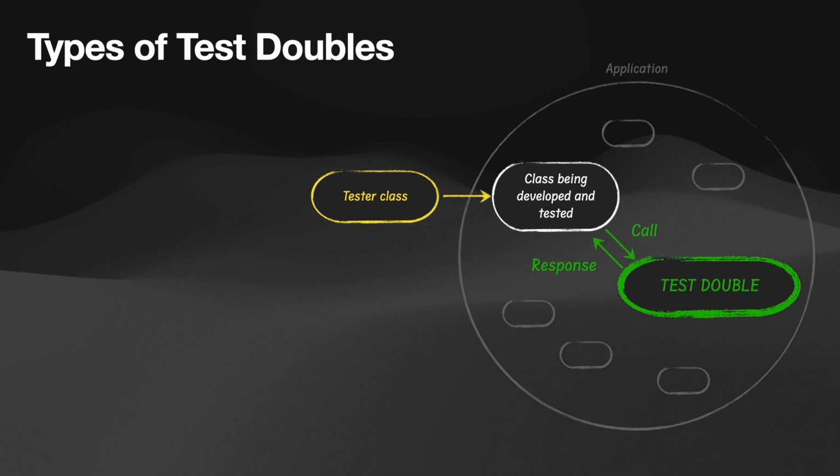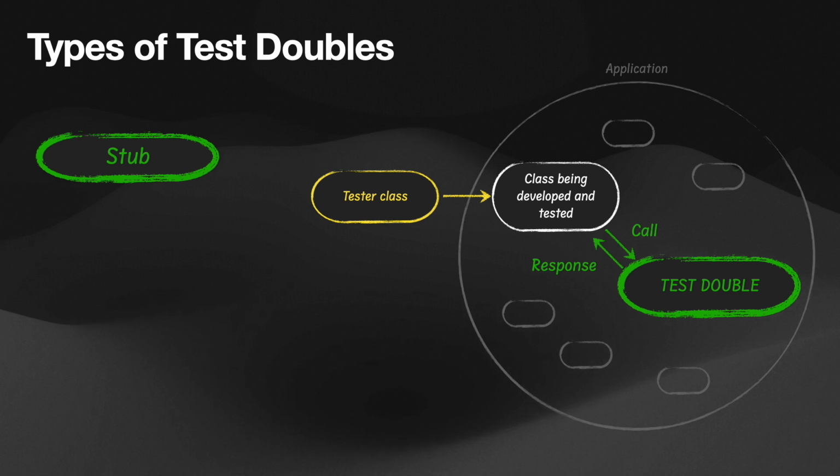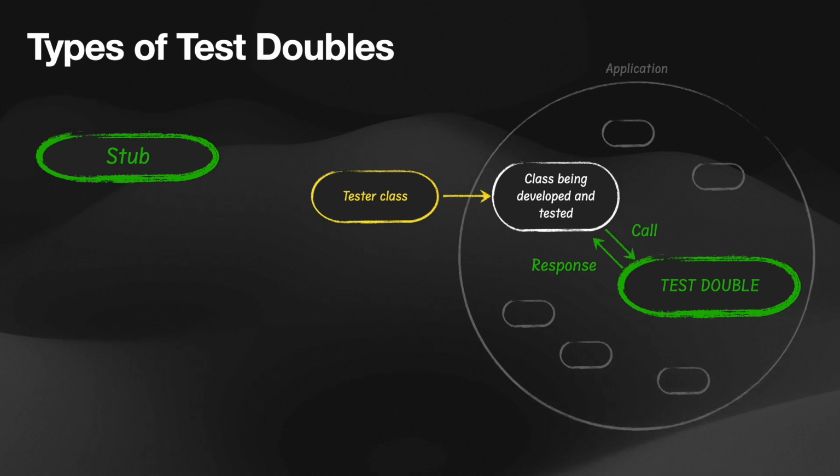There are different types of test doubles you can use. Which one we use depends on what we're interested in doing. A stub returns canned responses to its caller. It doesn't actually do anything real. It just responds with a hard-coded, predetermined response as if it did do something real. Stubs are simple classes implemented by hand.